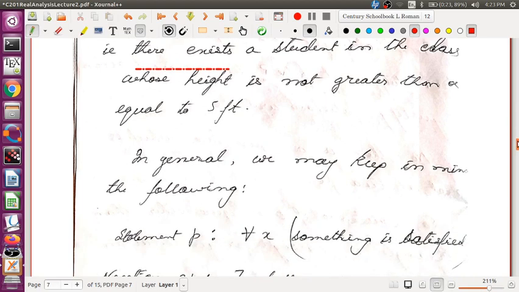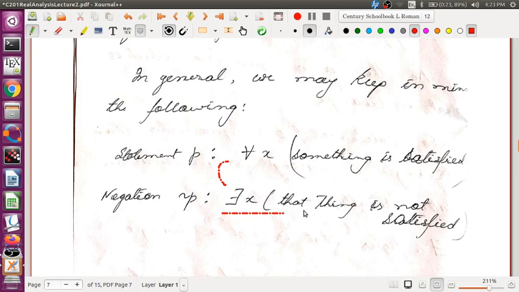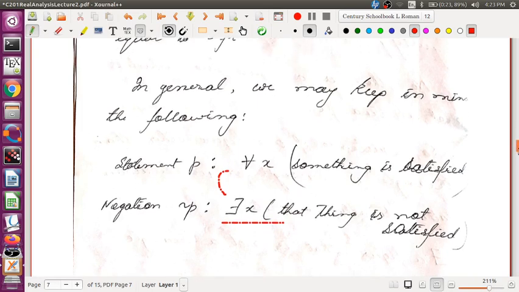So in general we may keep in mind the following: if the statement P is that for every x something is satisfied, the negation of P will be that there exists an x such that that particular thing is not satisfied. And the other way is also true; it is a two-way implication. If P is the statement that there exists x for which something is not satisfied, the negation will be that for every x that something is satisfied.